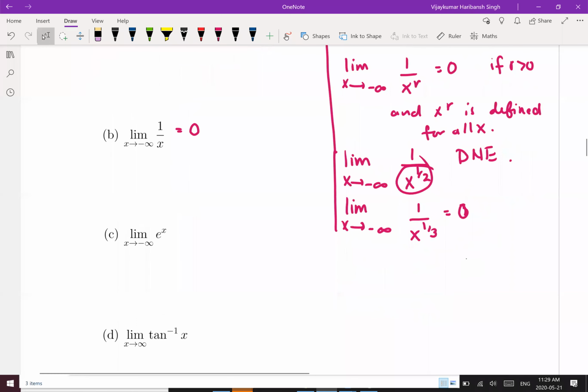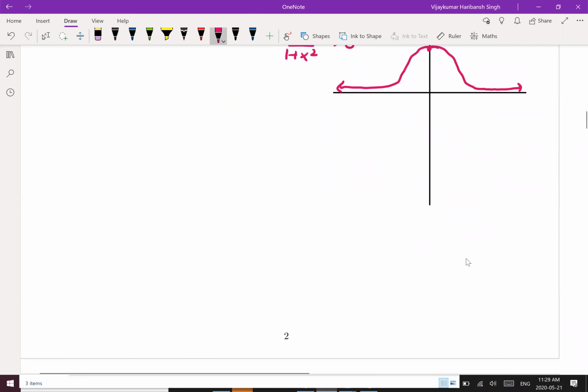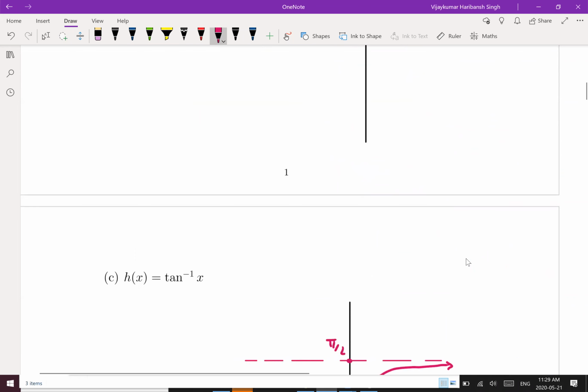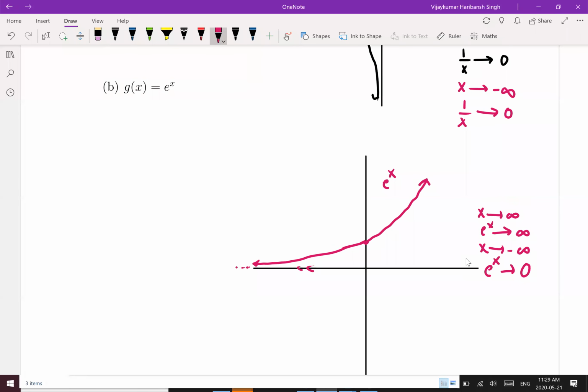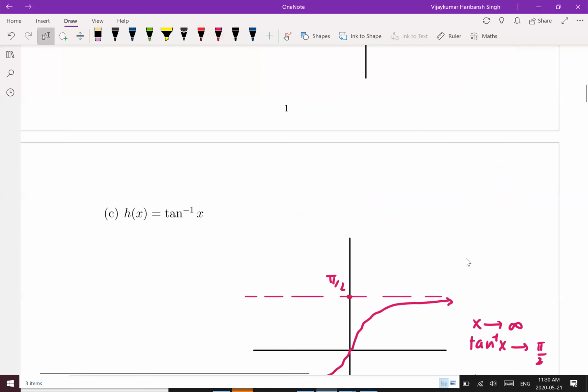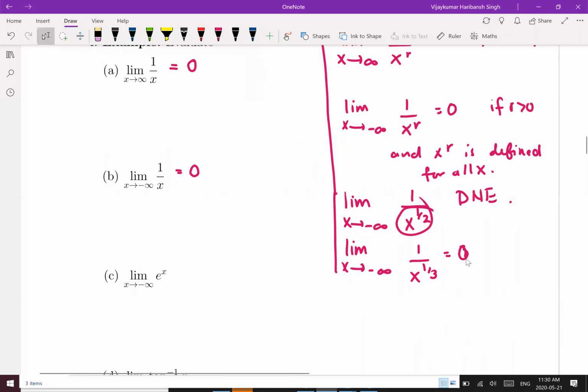Now let's look at, similarly, the limit as x goes to minus infinity of e to the x. That's also something we saw. As x goes to minus infinity, e to the x goes to what? 0. So this is going to be 0 as well.